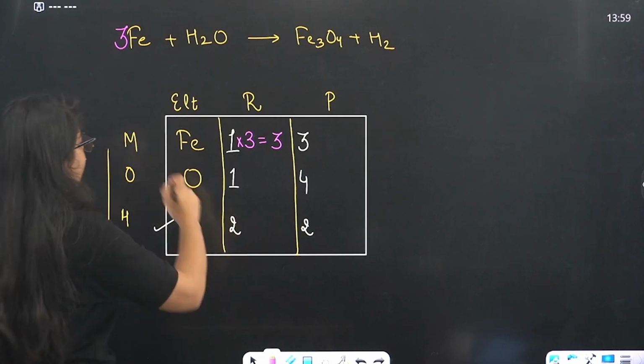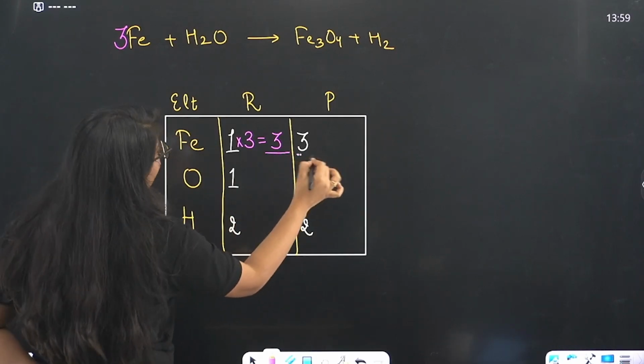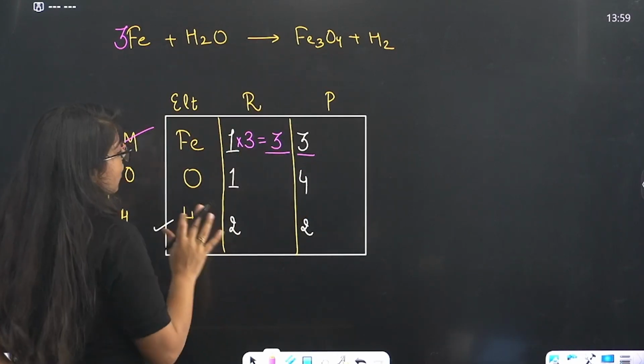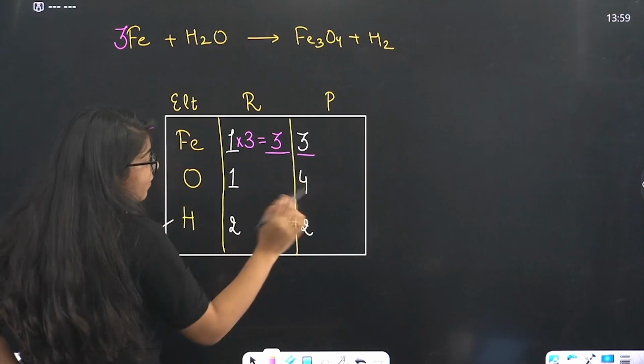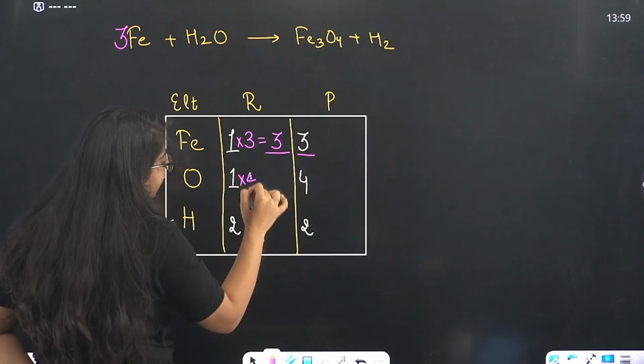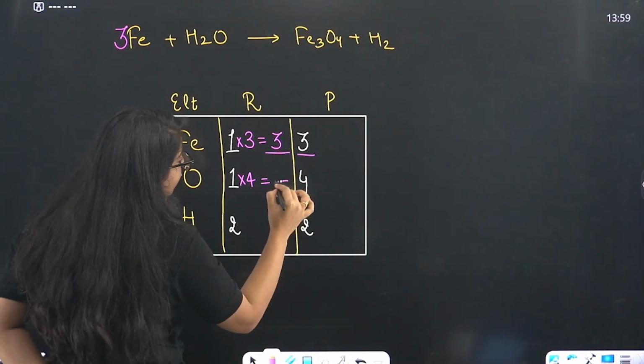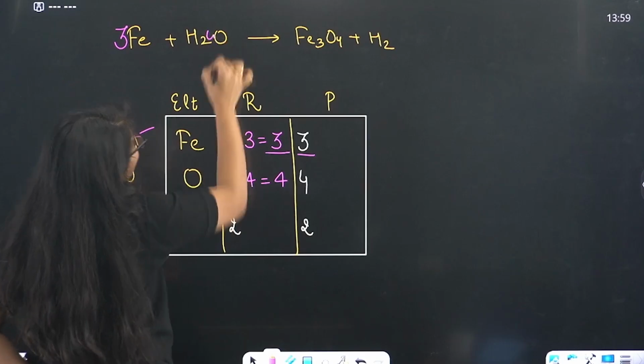Done? So, ma'am, iron is balanced. Here it is 3 now. 3 iron, 3 iron. Oxygen is left. Now, again, I can't divide it by 4, but I can multiply the reactant by 4. So, this will be a total of 4 oxygens. Ma'am, I will do that.